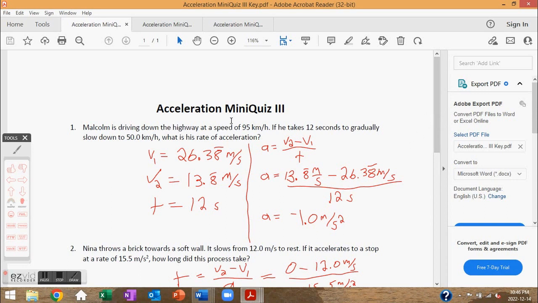So number 1, Malcolm's driving down the highway at a speed of 95 kilometers per hour. He takes 12 seconds. That's my time. He gradually slows down to 50 kilometers per hour. What's his rate of acceleration? So V2 is our 50. We have to change that into meters per second. I've done that for you here. V1, that's our 95. Again, change to meters per second. 13.8 minus 26.38, divided by 12, we end up with negative 1.0 meters per second squared.